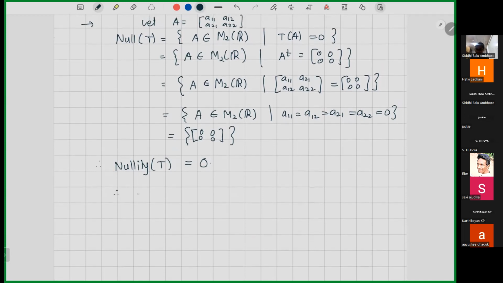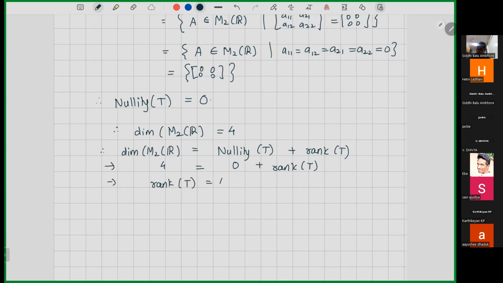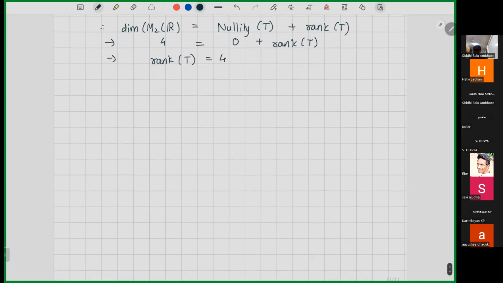And again, using the dimension theorem, the dimension of M2(R) is 4. So we get the dimension of M2(R) is equal to nullity of T plus rank of T, and we get 4 is equal to nullity 0 plus rank of T. So this will give me the rank of T to be 4. Any doubts? Any doubts here?